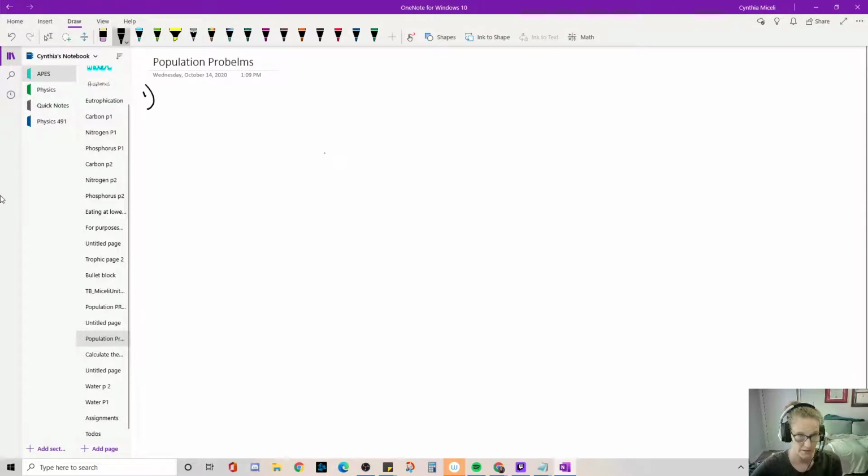So the first question's wanting to know about population density, which is the number of people in the population divided by the area that that place is. So the first question had 250,000 people in an area of 5,000 square miles. If you just divide those together, you get 50 people per square mile.